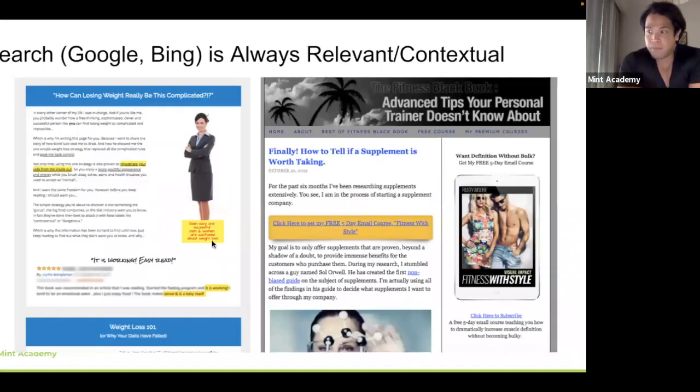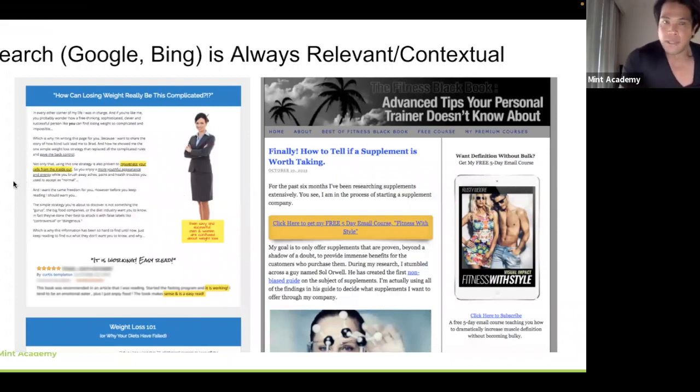Similarly, on the search side of things, search is always sort of relevant and contextual. And the reason is that by definition, if you're searching for something, you're interested in that specific thing. So if you are interested in weight loss products and you search weight loss, or you search something around weight loss, you'll get ads that go to pages like this. And the reason that they go to these super ugly pages that actually make a ton of money is because people who click on those ads are okay with very, very spammy looking pages because they're relevant to that person who searched for weight loss.